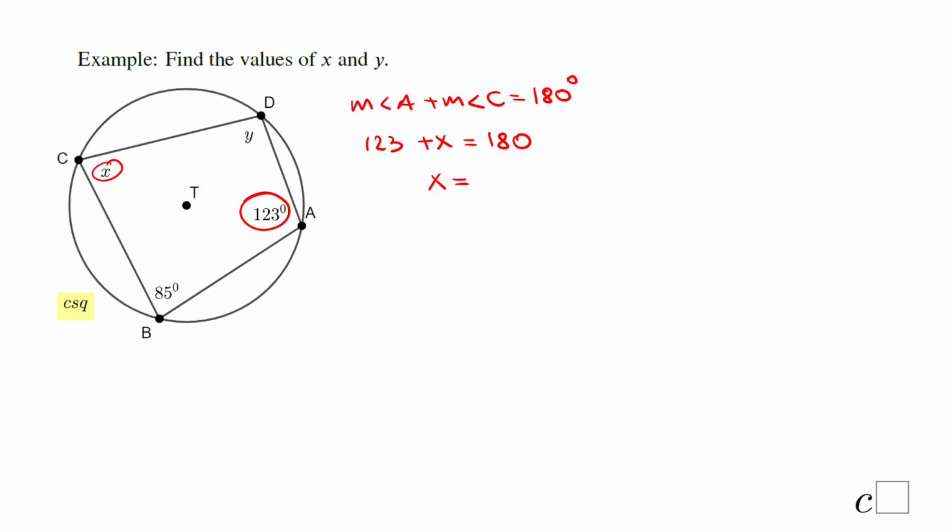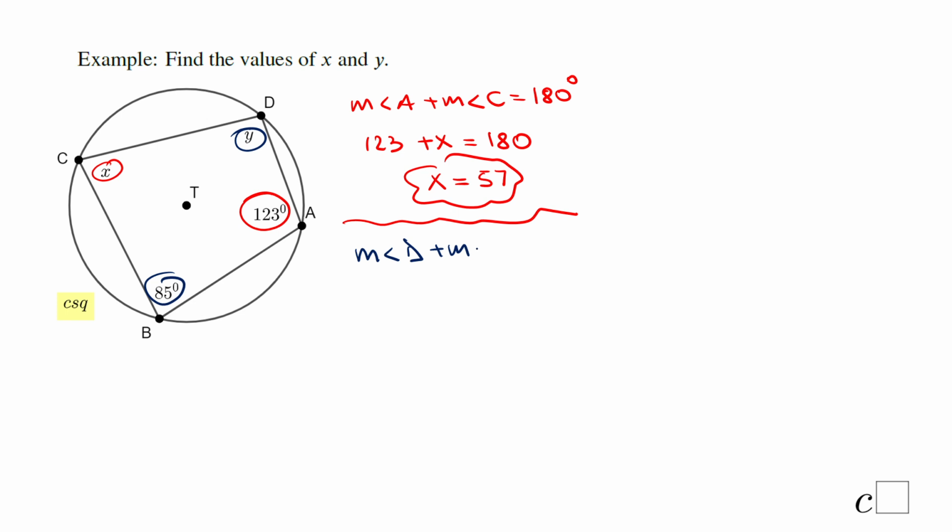Is 57. And let's move to find y. Very similar, right? Y goes with this 85. I'm going to write again the geometry statement: the measure of angle D plus the measure of angle B equals 180. The opposite angles in an inscribed quadrilateral are supplementary.